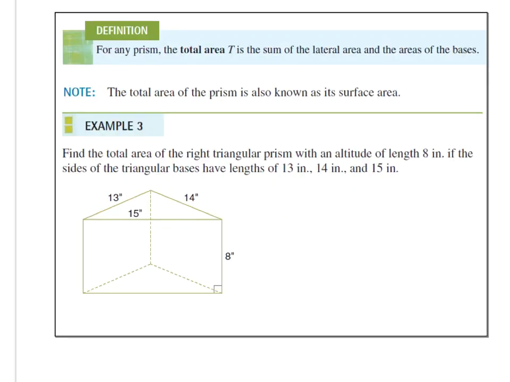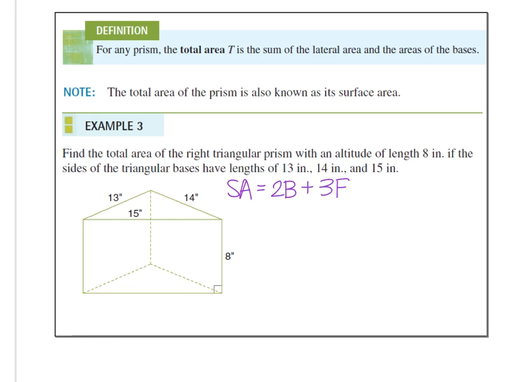Okay, so for any prism, the total area is the sum of the lateral areas and the areas of the bases. So to find the total area, or what we call the surface area, so I'm going to use the words surface area from here on out, we want to figure out the area of each of our lateral faces and the bases as well. So I usually write it as surface area, SA, equals 2 bases plus 3 faces.